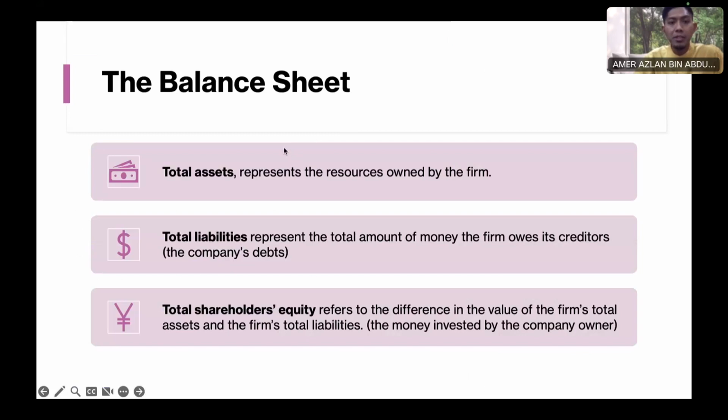Now, in the balance sheet, we have three main items. The first one is total assets, which represents the resources owned by the firm. So total assets tell us what resources the company owns. And those resources could either be short-term resources or long-term resources.